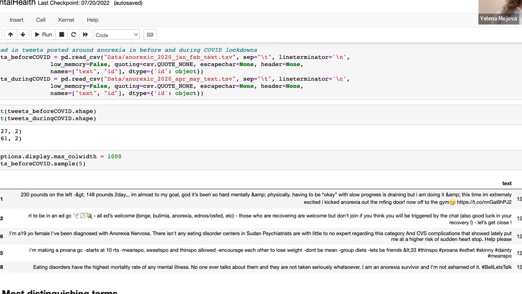So for example, here I have a data set of people that were identified as anorexic, or people that are speaking in a way that suggests they might be struggling with it, that are mentioning constraining, or self-identifying as this. And we have two files. One is for January, February 2020, and one is April, May 2020. What happened between these two dates?